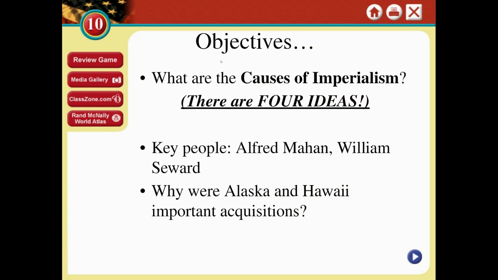So today's goal is for you to understand the causes of imperialism. Just plant the seed in your head that there are 4 ideas, and at the end of the day, we need to ask ourselves if you know what they are. Some key people in this first section is Alfred T. Mahan, and Alaska and Hawaii and William Seward will be covered in the next lesson.